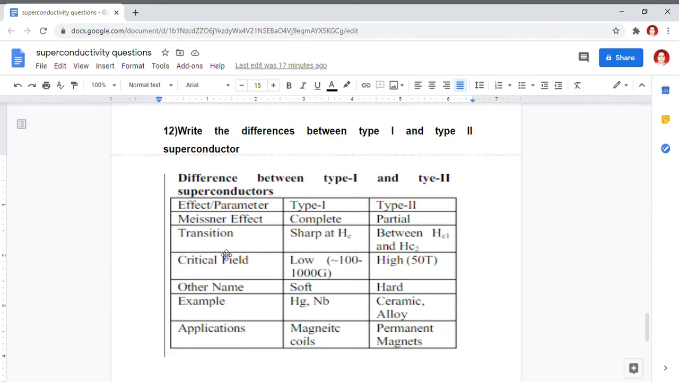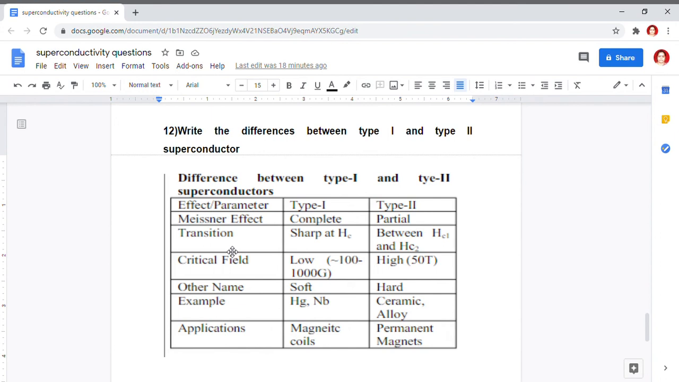The next question is: I have to write the difference between type first and type second superconductors. I have already explained the Meissner effect in these two types of superconductor. The Meissner effect is totally followed in type first superconductor. That means before the transition to a normal state, B is totally 0 inside the superconductor. Whereas in type second superconductor, B is 0 until Hc1. After that, the magnetic field begins to penetrate, and at Hc2 the material becomes normal, and between Hc1 and Hc2 there is partial magnetic field penetration inside the superconductor.